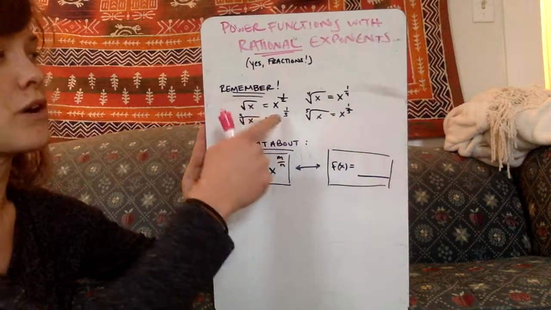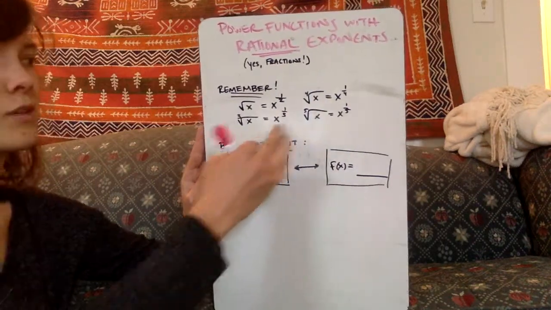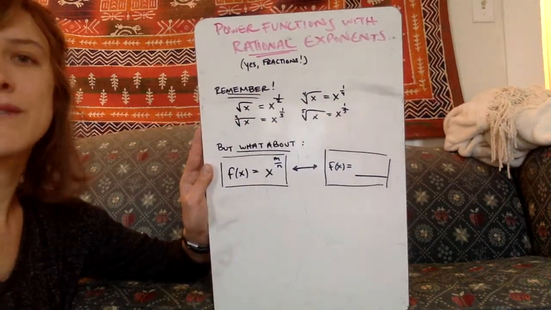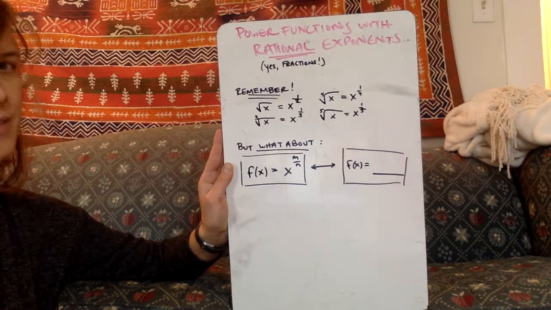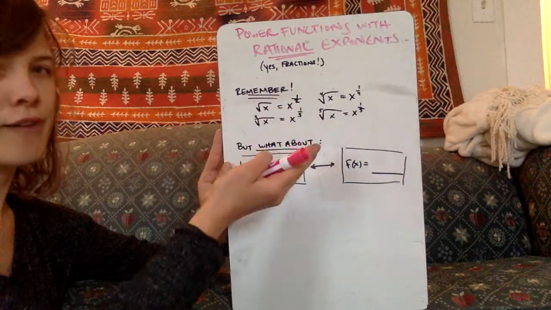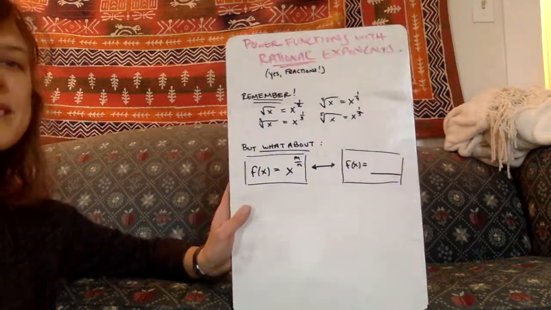radical form. So x to the 1/2 equals the square root of x. x to the 1/3 equals the cube root of x. x to the 1/4 equals the fourth root, and x to the 1/5 equals the fifth root of x. But what if it's not simple, like 1/2, 1/4, 1/3, 1/5? What if it's not that simple?